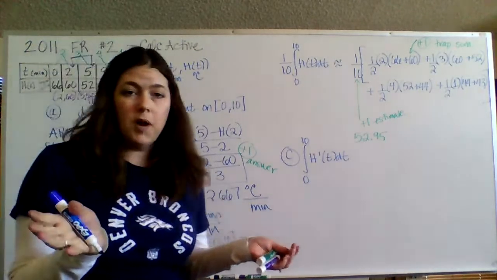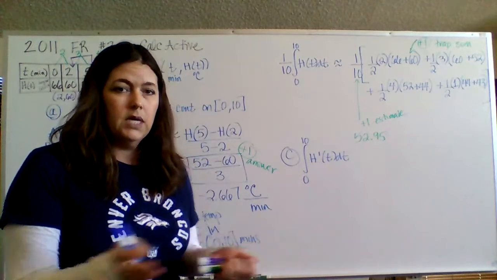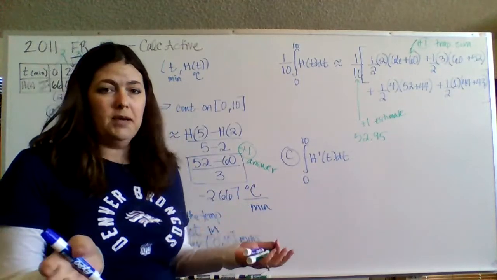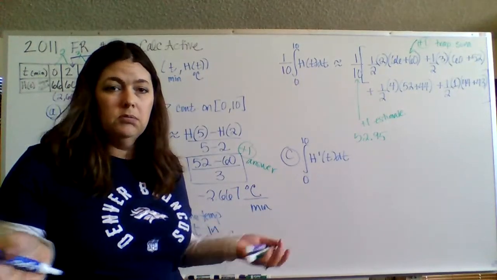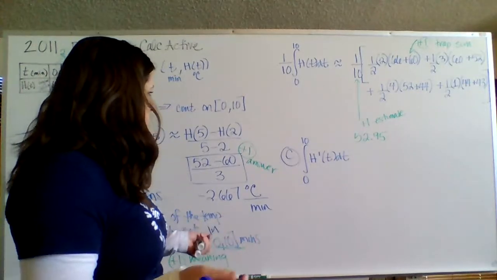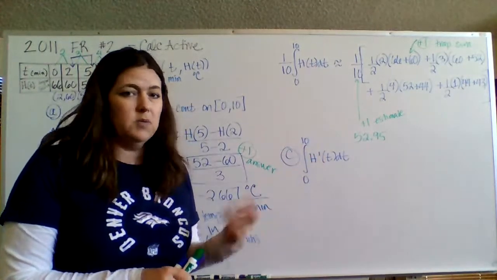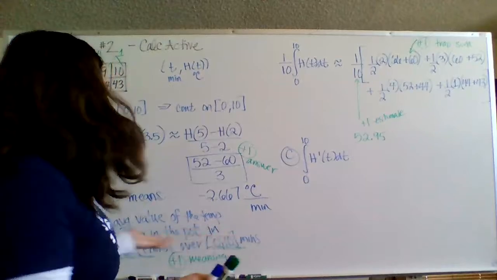If I had the graph of h prime, I would accumulate the area under the curve. If I had the rule for h prime, I would do the actual integral by hand or math9 it on calculator active from 0 to 10. But I don't have anything about h prime.